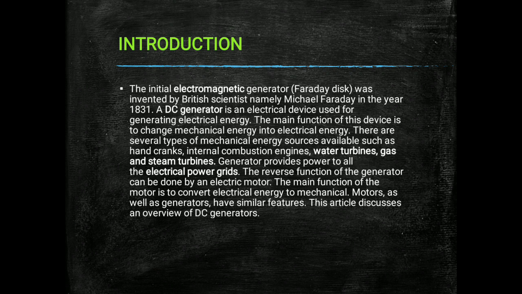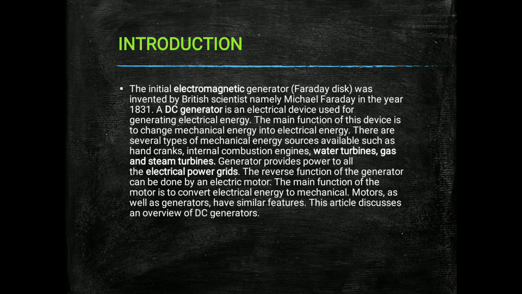The initial electromagnetic generator, known as Faraday's disc, was invented by the famous British scientist Michael Faraday in the year 1831. A DC generator is an electrical device used for generating electrical energy.